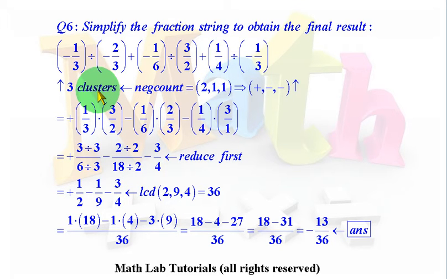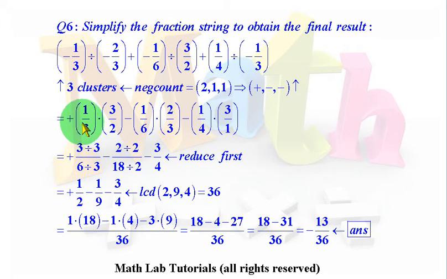Okay, so we identify 3 clusters. We can do neg counts for each cluster. The neg count for this one is 2. The neg count for this is 1. The neg count for this is 1. 2 is even, the result is positive. 1 is odd, 1 is odd, so the result for the second and third clusters are negative, negative. So the clusters are positive, negative, negative. That's the final result there.